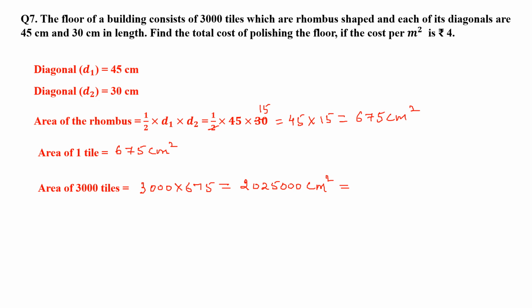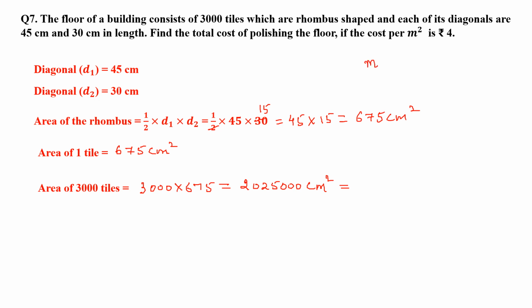Why? Because if you see the final statement here, you have to find the total cost of polishing the floor, where the cost is given per meter square. But your area is in centimeter square. So you have to convert this centimeter square to meter square. So how to convert centimeter square to meter square? First of all, you should know how to convert centimeter to meter, isn't it?